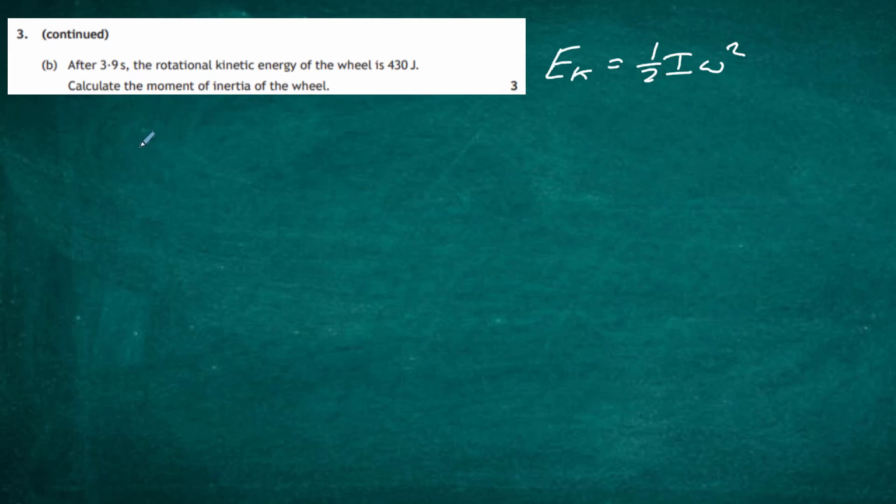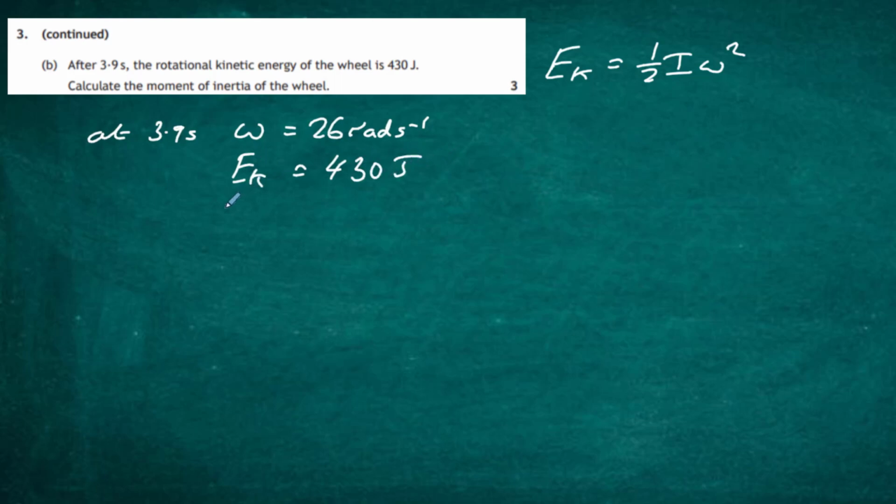Now we know at 3.9 seconds, the angular velocity is going to be equal to 26 radians per second. I'm already told that the kinetic energy is going to be equal to 430 joules. And we have to find out the moment of inertia I. That's our question we'll have to find out. So if you look at the equation, EK equals 1/2 I omega squared, we have to rearrange to find I.